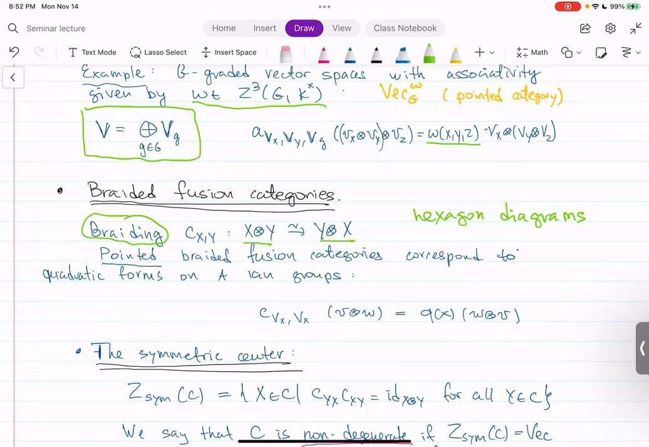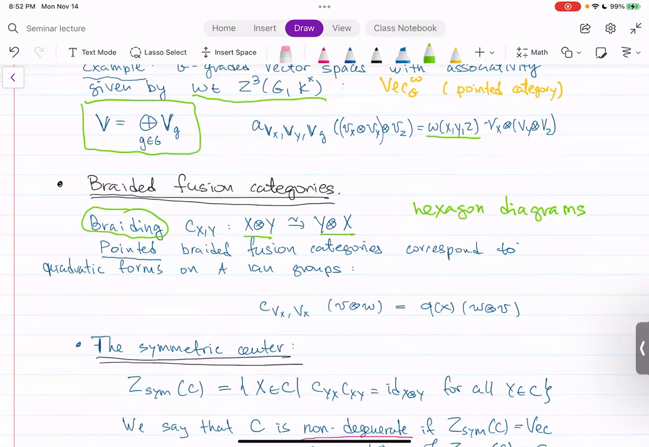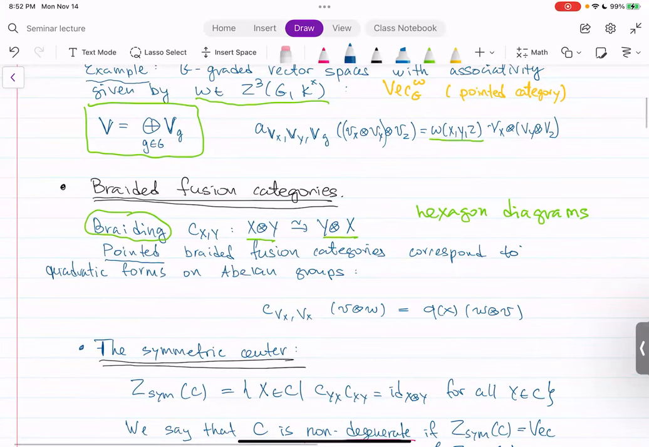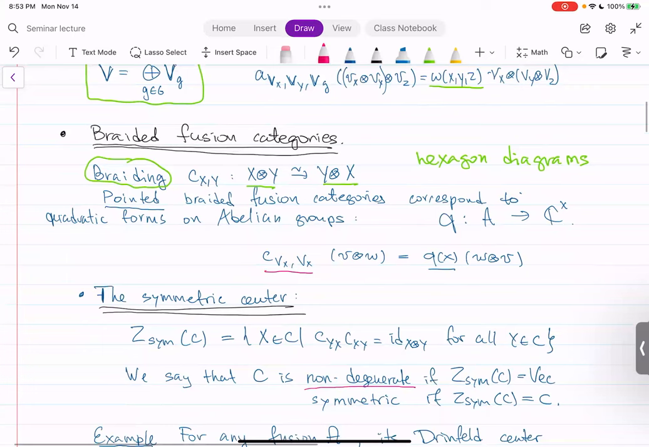So such a category would correspond to a quadratic form on an abelian group. So a quadratic form Q with values in the multiplicative group of a field. And the way it's related is that this quadratic form corresponds to the self-braiding of an object with itself, of a simple object with itself.